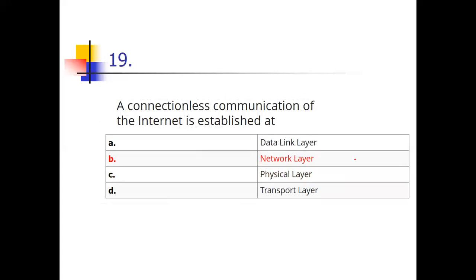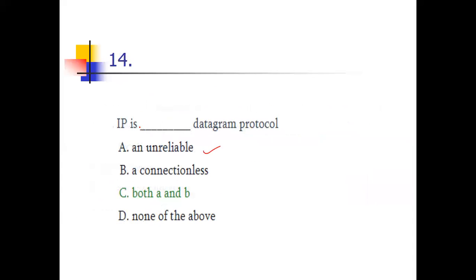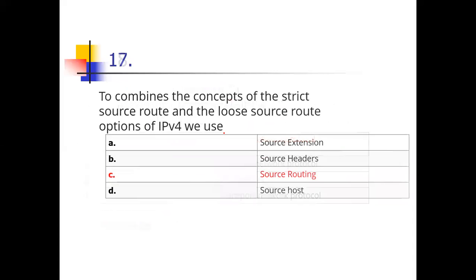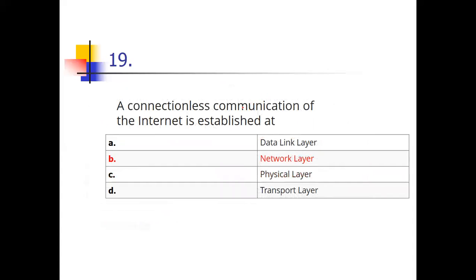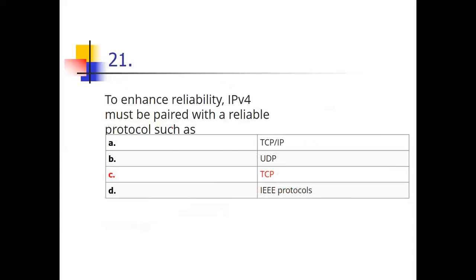Connectionless: just before, we have done, in which layer is there no connection? IP, the internetworking layer. Internetworking layer means network layer. Simple: the connectionless communication is established at the network layer. In IPv6, we are dealing with real-time audio video because it has high bandwidth as compared to IPv4. To enhance reliability, since the network layer protocols are not reliable, if you want to make it reliable, we have to use the TCP protocol.